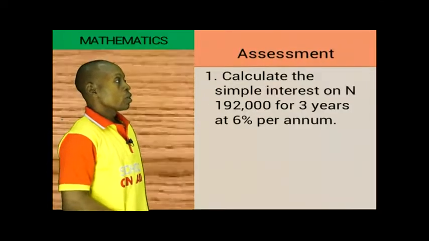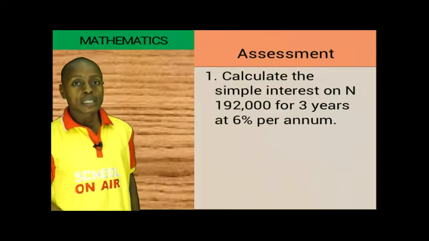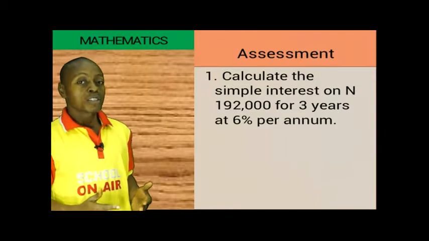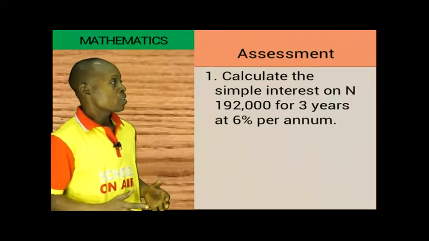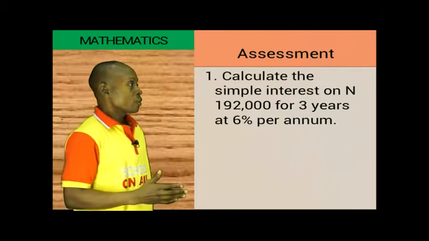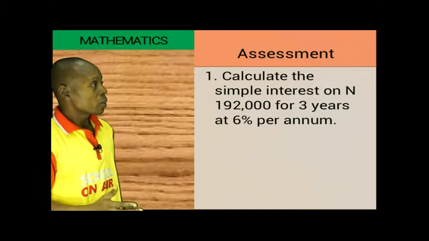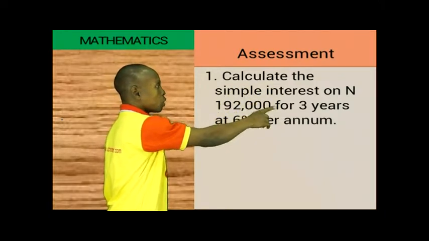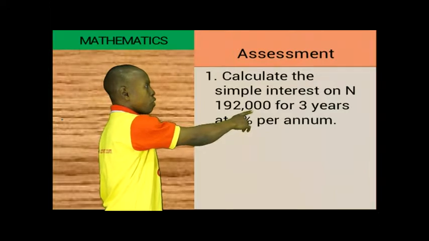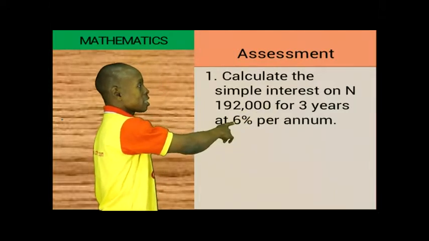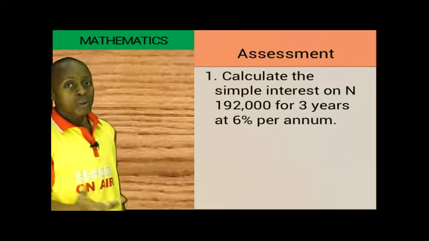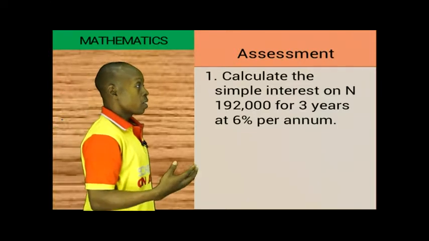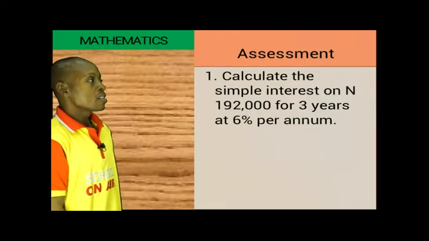So now I have some questions for you to attempt. Now you have questions on what you have just been taught, and the first question is on simple interest. Calculate the simple interest on 192,000 naira for 3 years at 6% per annum. So what interest are you going to get from that? From 192,000 in 3 years at 6% per annum.